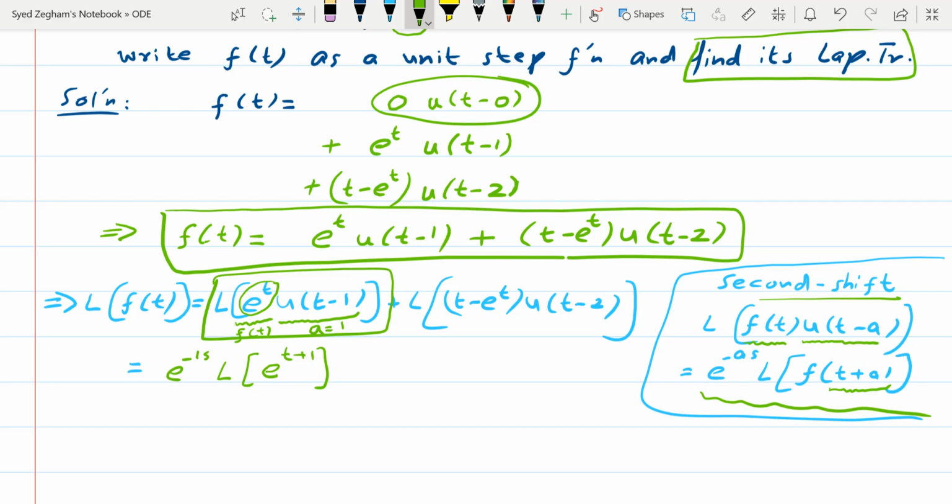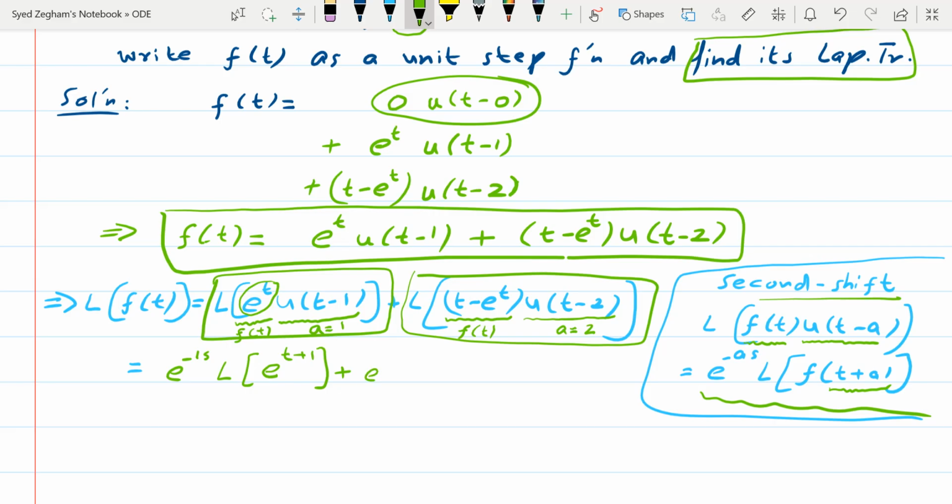Now, I am sure that all of you will write this second term very easily. So, in the second term, what is my f(t)? My f(t) is t minus e to the power t. Second term is u(t-2), so it means my a should be equal to 2, right? So using the second shift property, what will I get?